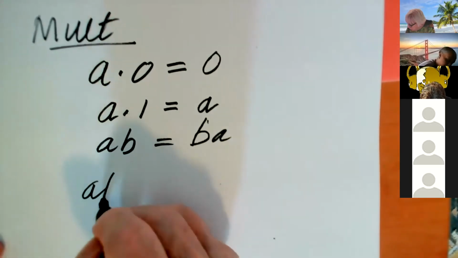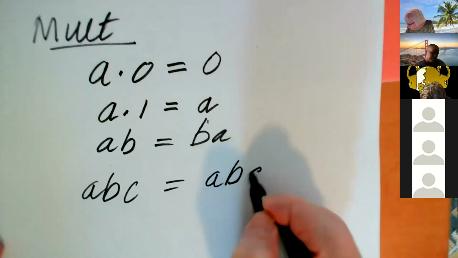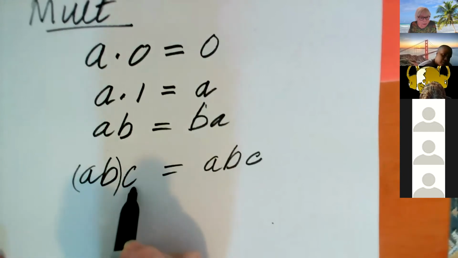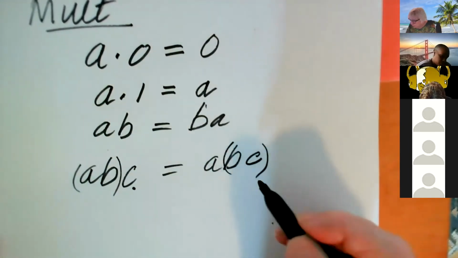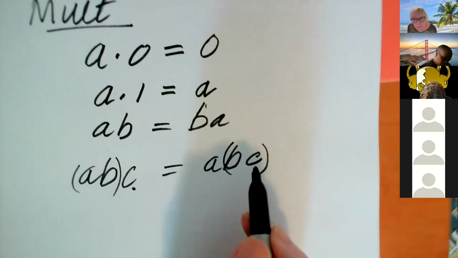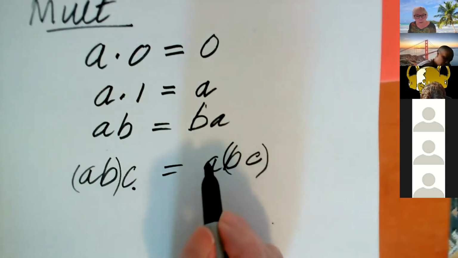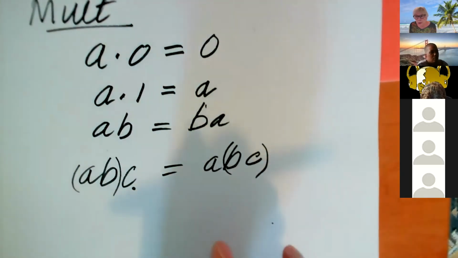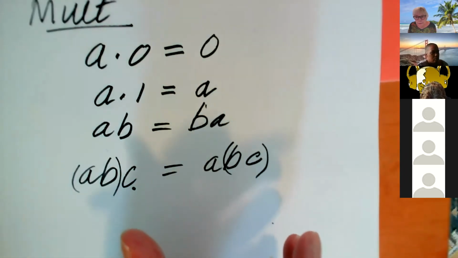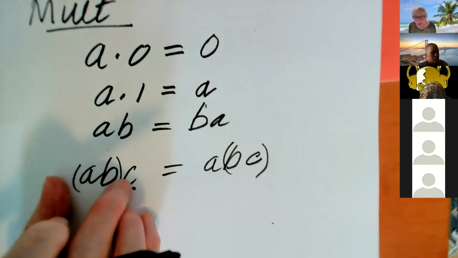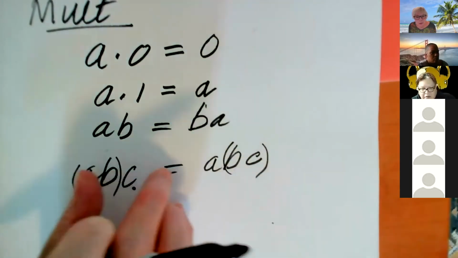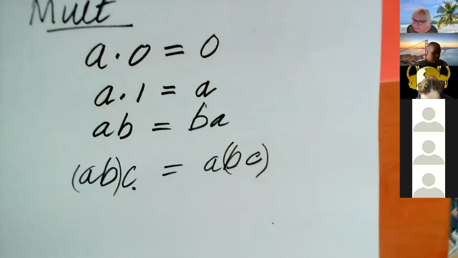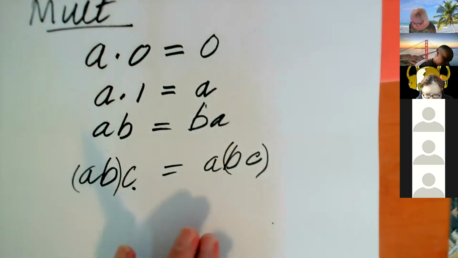And finally, this last one: if you had 3 numbers, you could choose to multiply the first 2 at the beginning and then multiply the result by the third, or you choose to multiply the back 2 and then multiply by this number. Do you remember what this word was called when you group it? Your friends, your associates? Associative. Associative for multiplication. Is that okay?